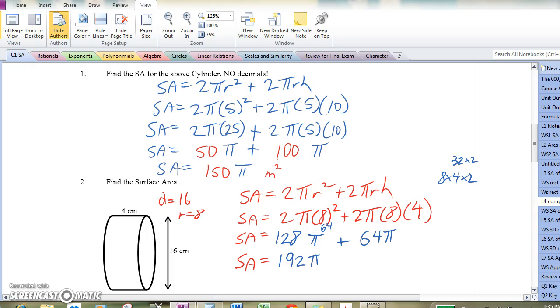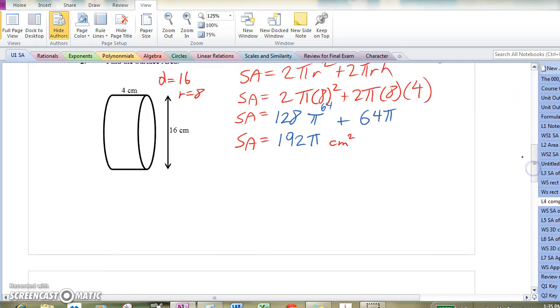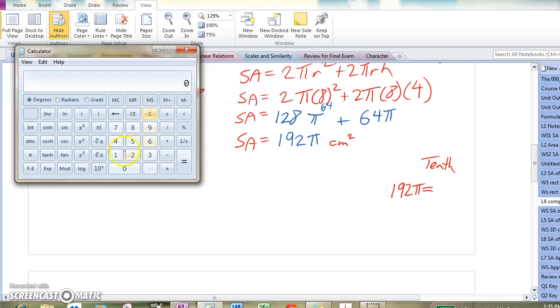Yep, units would definitely be centimeters squared. And like I said, leave a bit of a space there to separate the two. Makes it easier to read. Any questions? Okay, now that's the final answer, but I just want to do a quick calculator check. Can you guys just use your calculators and tell me what 192 pi equals? Let's go to the nearest tenth. Okay, 192 times pi, it's a multiplication, 603.18, so you'd round it.